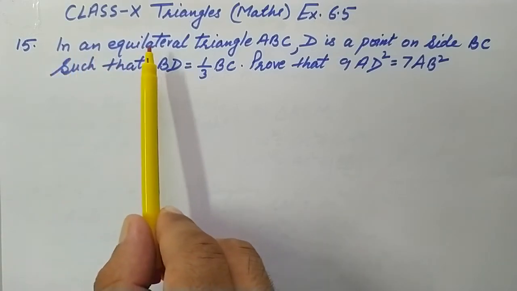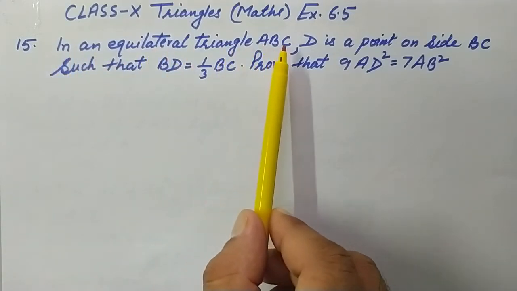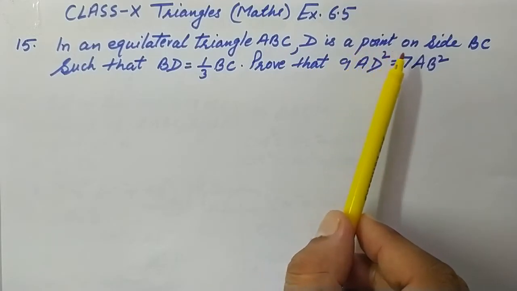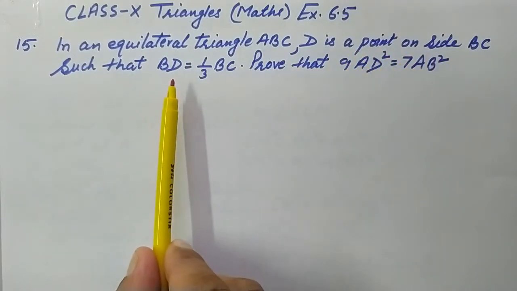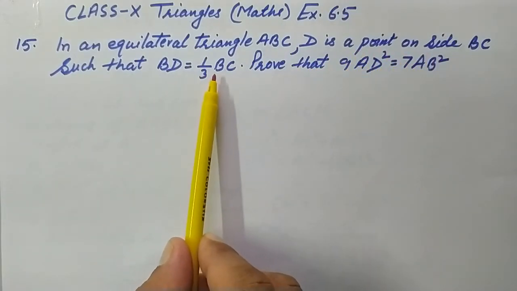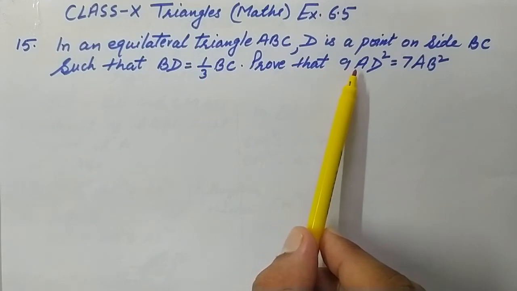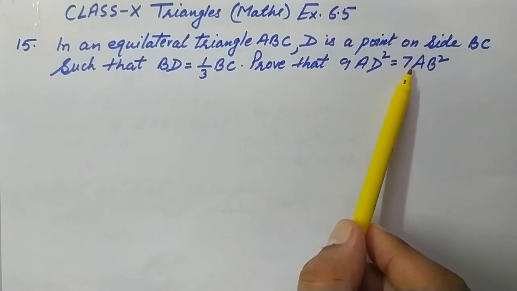Let's do this question. This is taken from class 10 chapter Triangles, exercise 6.5, 15th question. Very important question this is. In an equilateral triangle ABC, D is a point on side BC such that BD is 1/3 of BC. Prove that 9AD square is equal to 7AB square.